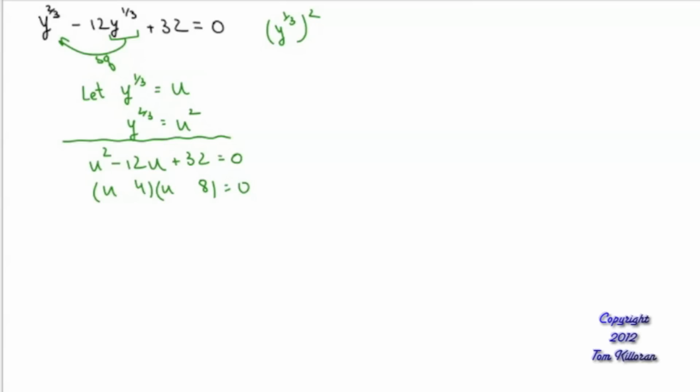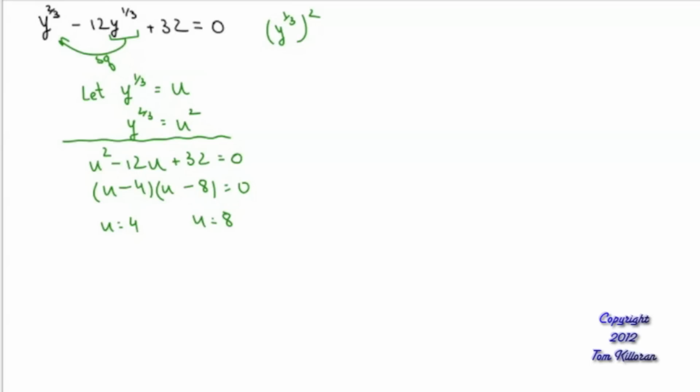Plus 4, minus 8? No, it's minus both, because it's plus 32. They have to have the same sign. So we'll get down to u equals 4 and u equals 8. Yay! Keyword between these? Or. No way of being and, because you can't be both at the same time.